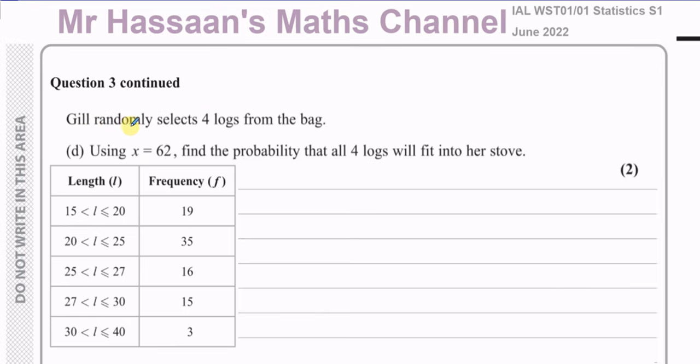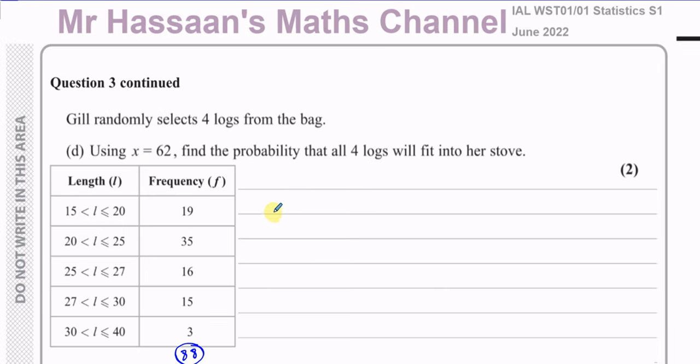It says Jill randomly selects 4 logs from the bag. Using x equals 62, find the probability that all 4 logs will fit into her stove. So basically what they're saying here is there's 62 logs which can fit into her stove. Out of these 88, remember there's a total of 88 as we were told in the beginning of the question, 62 of them are of the size that will fit into her stove. So we want the probability that 4 logs she picks from the bag will fit into her stove.